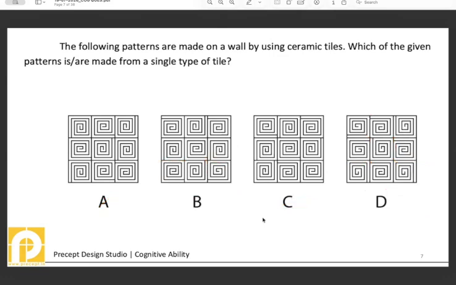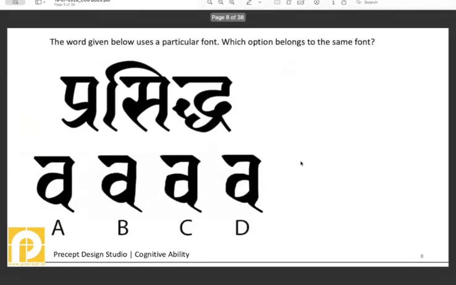We'll move to the next one. The word given below uses a particular font. Which option belongs to the same font? Okay. In this case, the correct answer will be option A. The idea here is to look at the curvature of D, which will be similar to what we get here in A. Okay. We'll move to the next one now.